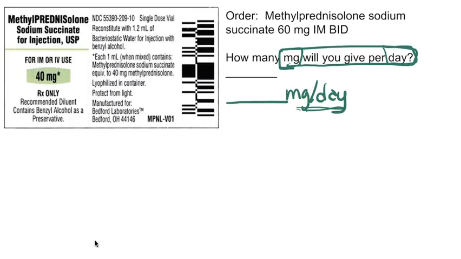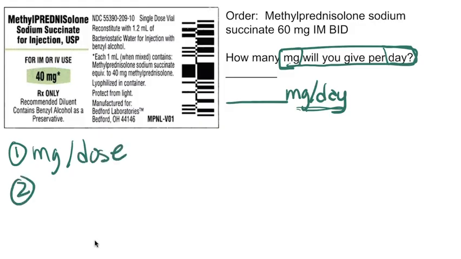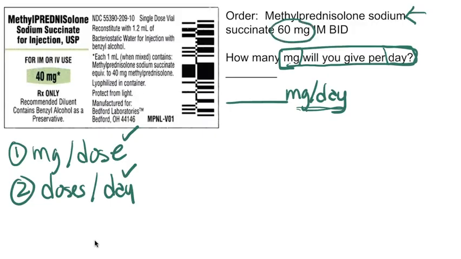Milligrams per day, I need to know how many milligrams per dose, right? Milligrams per dose. And number 2, I need to know doses per day. I need to know milligrams per dose and how many doses per day. That's going to get you my answer. So how many milligrams per dose am I going to get? I'm going to look at my doctor's order, and here it is. It's 60 milligrams.